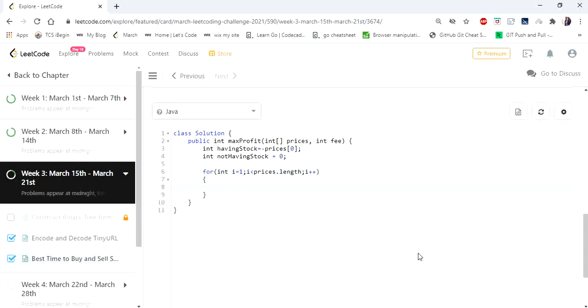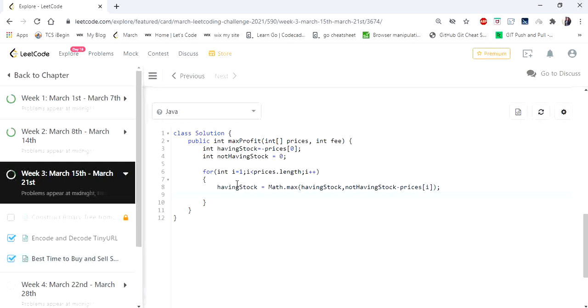And I'm updating both the variables every day. So having a stock on that day is equal to whichever gives the maximum profit, that is either staying in the same state as yesterday or buying a new stock. So if we are buying the new stock, then whatever amount we had on hand after selling the stock, from that we are going to spend that day's price.